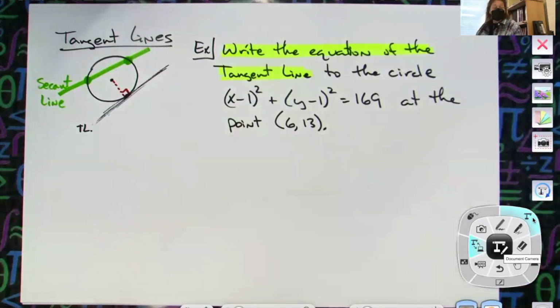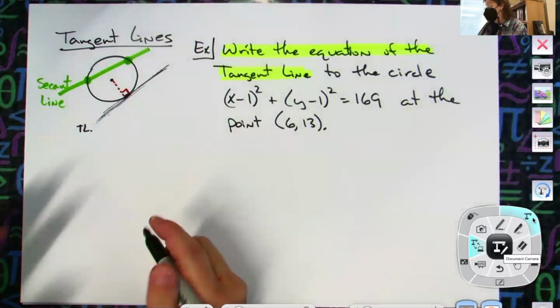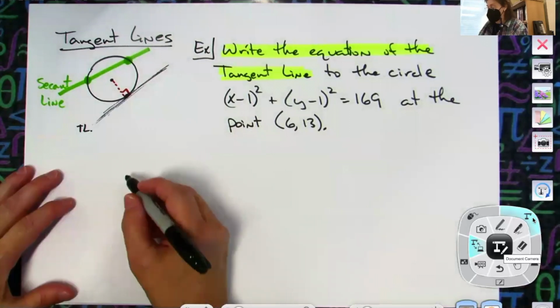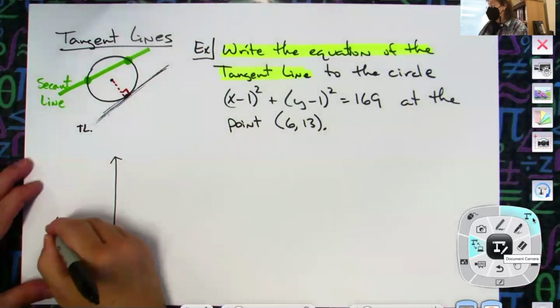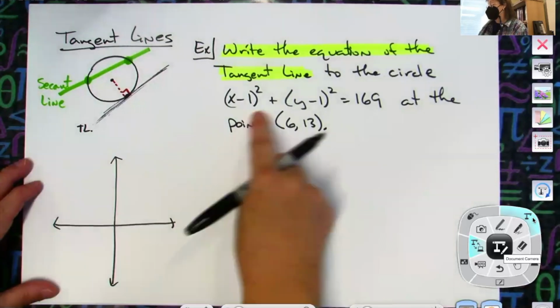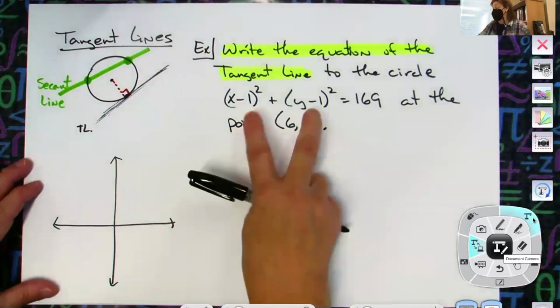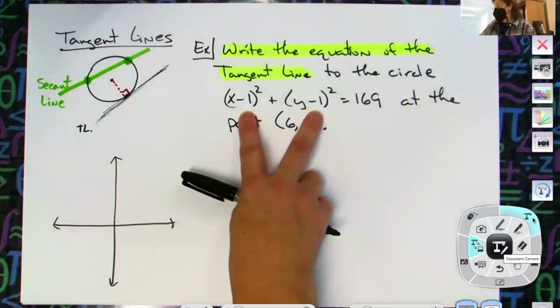All right, so what do we know? Do we need a little picture here? I'm not going to do a really good picture, but let's do a semi-sketch so that we know what we got going on here. So this circle, what can you tell me about the circle? Where's the center? Yeah, (1, 1).